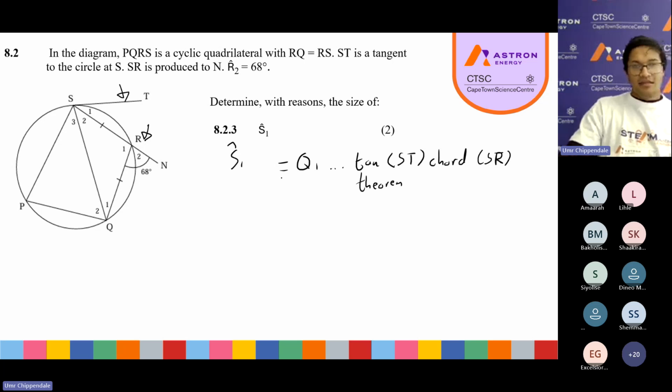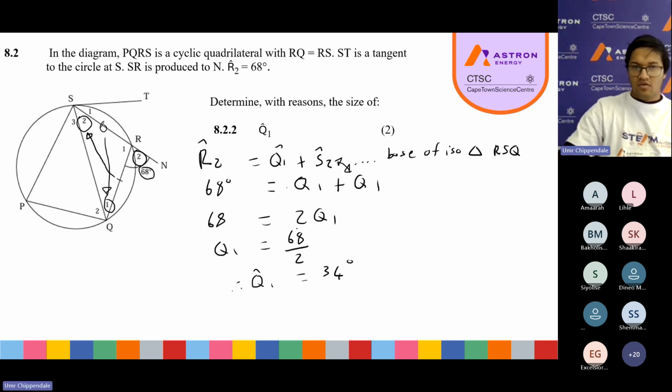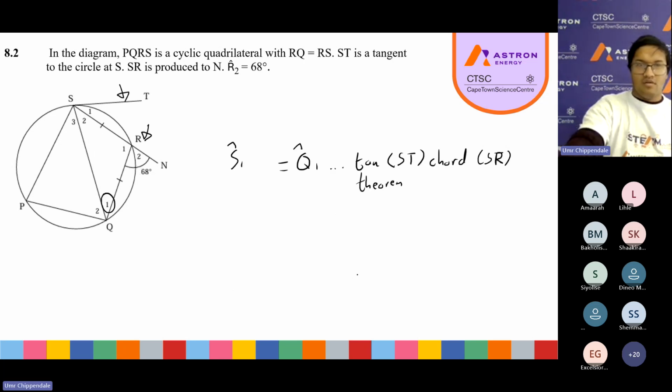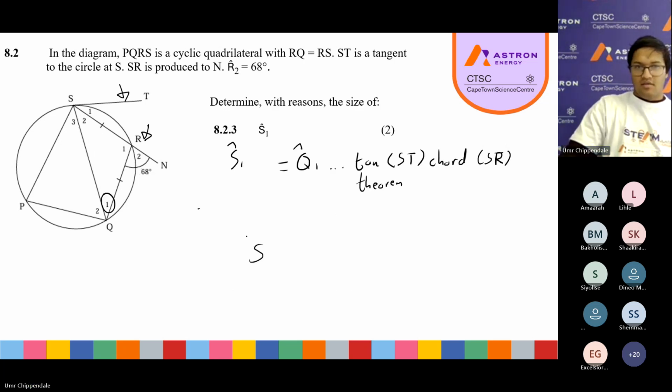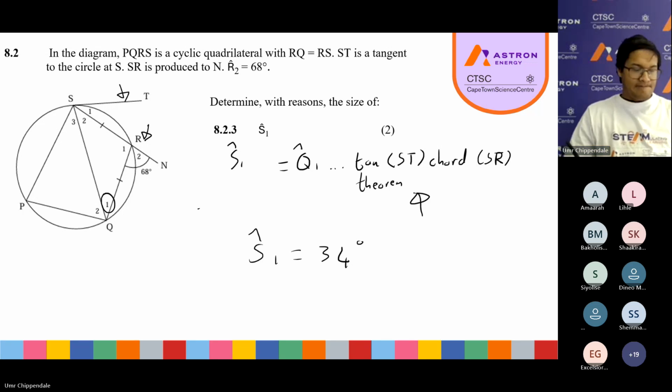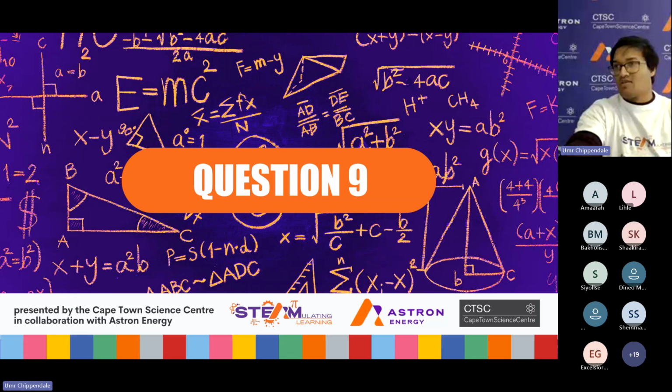All right. And if that is the case, here we have this. If we have Q1, we have dealt with Q1 already. Q1, like we said in the previous one, is 34. So therefore, S1 is also equal to 34 degrees. So don't forget to always write your reasoning. Okay, so that was our question 8. Now, moving on to question 9. Sorry guys, it's taking so long. It's just a very long question that we have over here. All right, so a very long question.